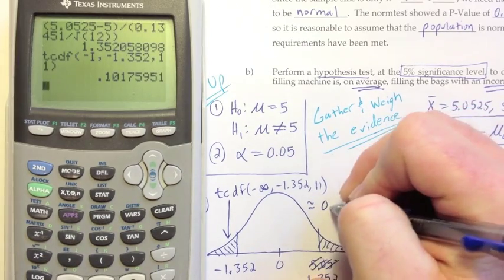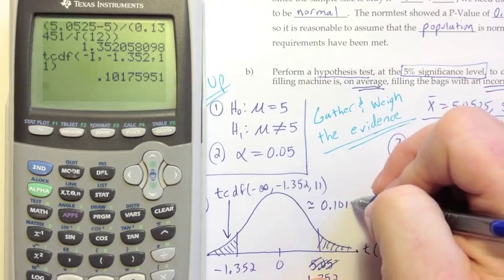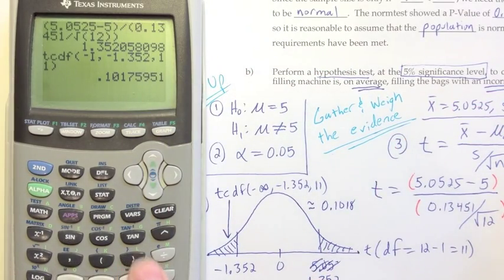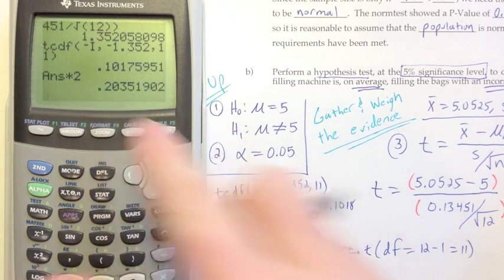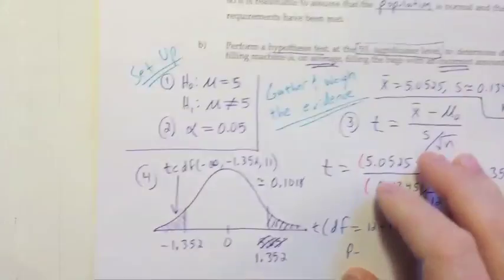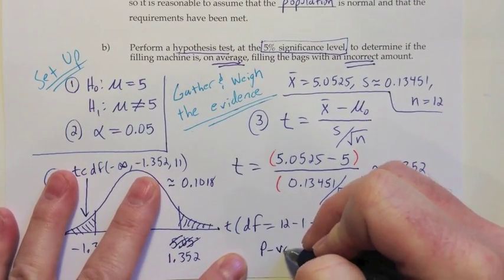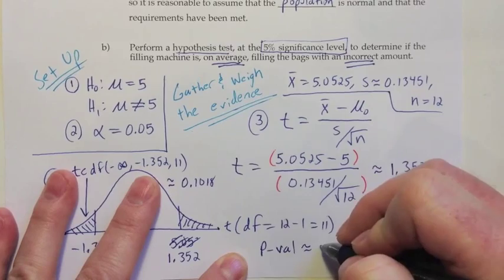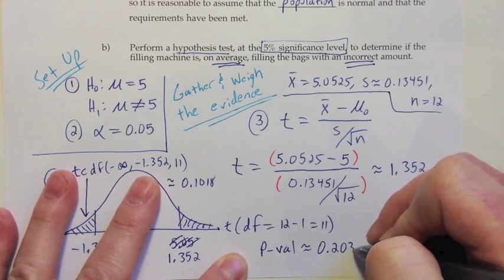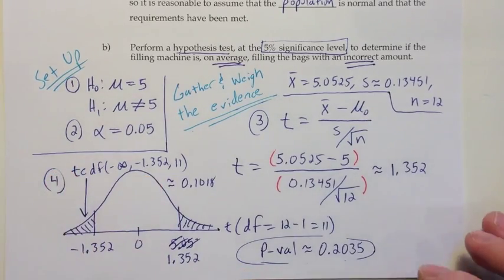And when I do that, I get 0.1018. But this is a two-tailed test, so to get the p-value, I'm going to take that and double it, times 2, and I get 0.2035. So my p-value on this one, let me go ahead and slide this over, is approximately 0.2035. Let's go ahead and box that because there's a lot of stuff going on here.